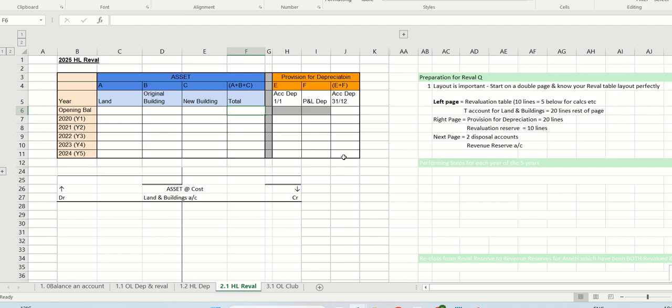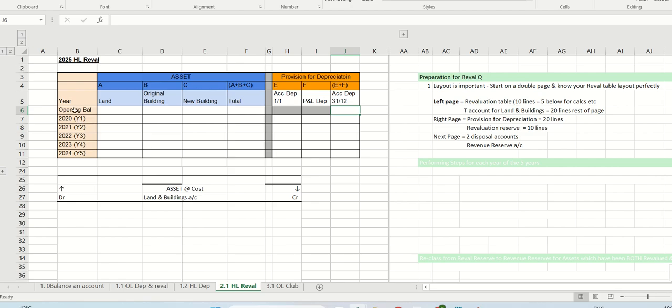Then the next set of columns over here is our provision for depreciation account, our accumulated depreciation account. So we're going to have our accumulated depreciation at the start of the year, our P&L calculation, which is going to be 2% in this question, of the original building and the new building. We do not depreciate the land column, so we've got to be mindful of that. And then our closing depreciation is just the opening, so E plus F is going to give us that number every year.